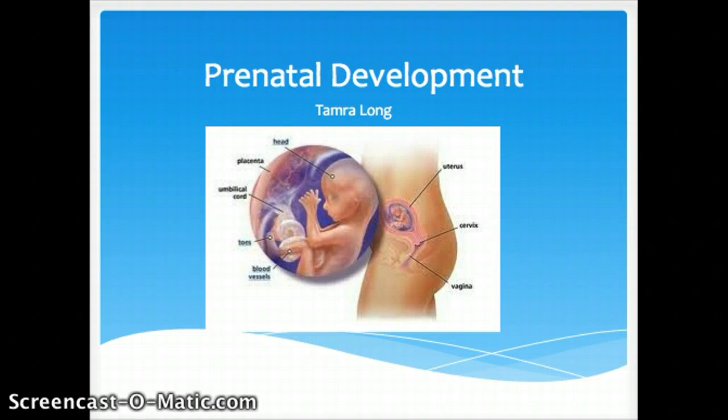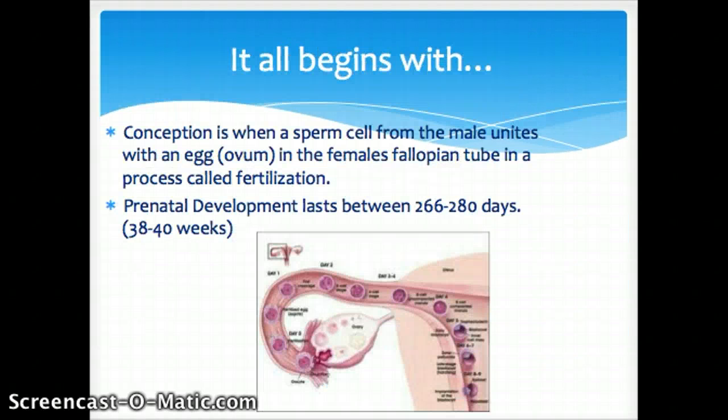Prenatal development. Conception occurs when a single sperm cell from the male unites with an ovum in the female's fallopian tube. Prenatal development lasts between 266 to 280 days, which would be 38 to 40 weeks. Typically, prenatal development begins with fertilization and ends with birth.